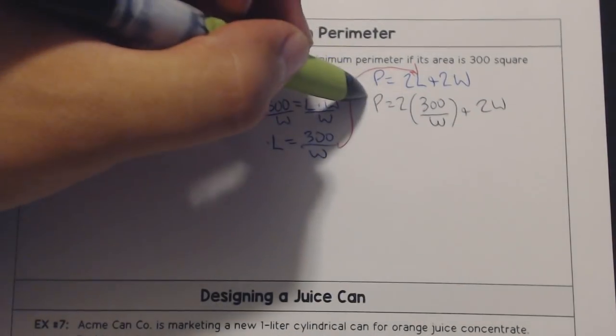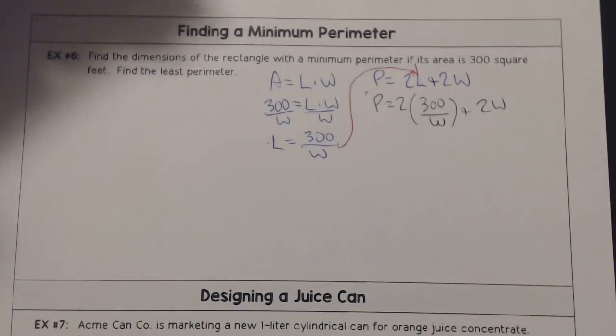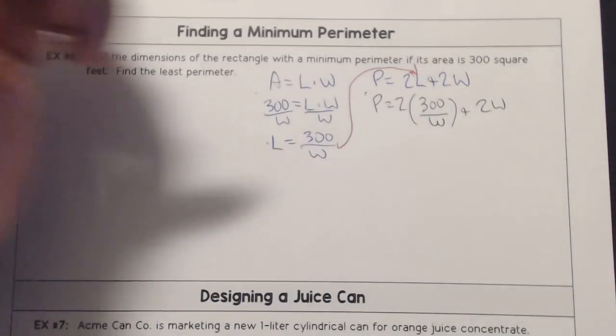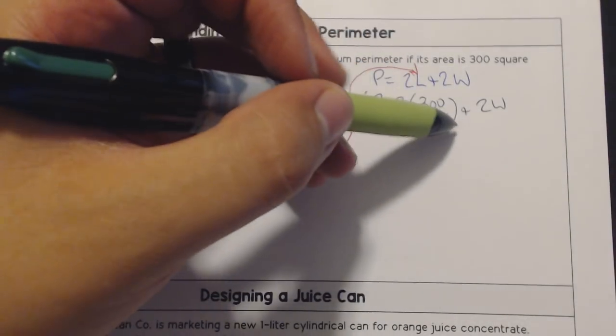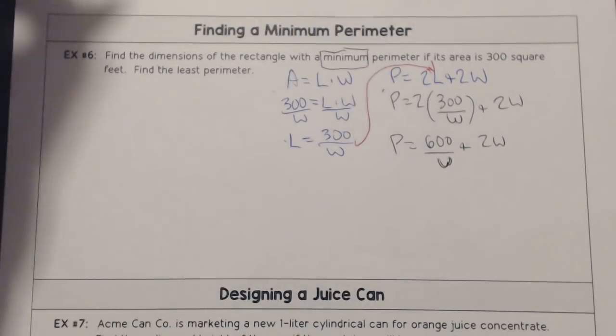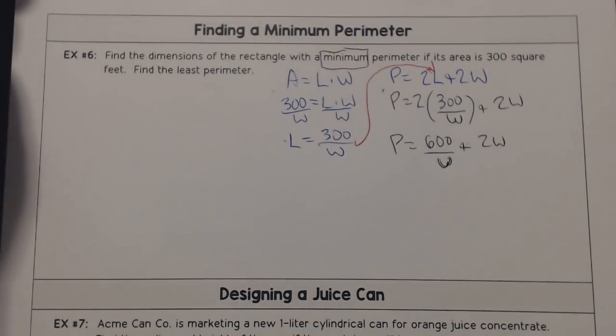I take this function and expand it out. I just need to multiply this out and I find that P is equal to 600 over W plus 2W. And it's even telling me the key word here, minimum. Remember, what is a minimum? It's a valley. Remember, we talk about peaks and valleys.